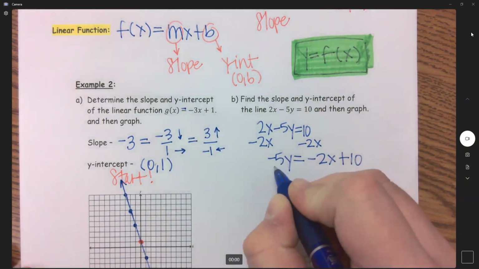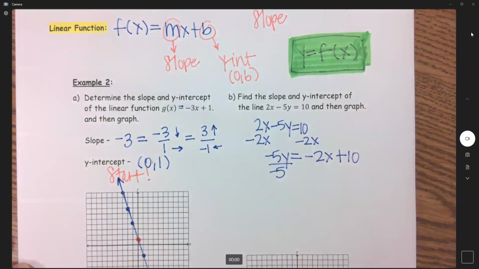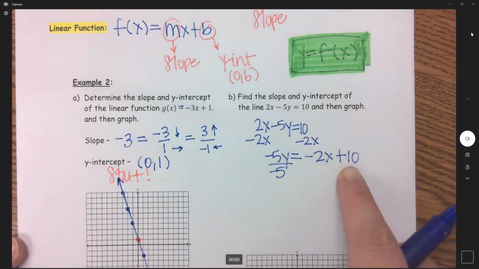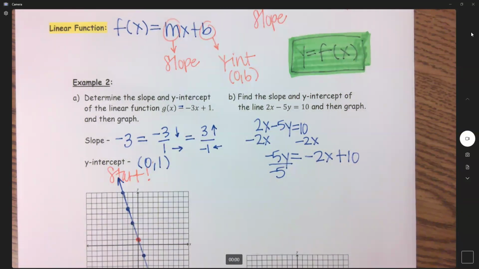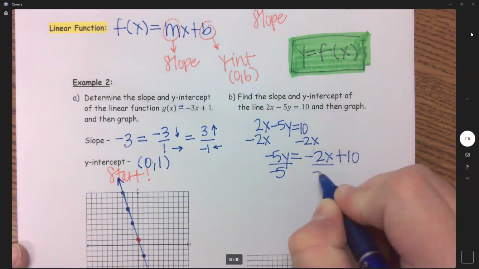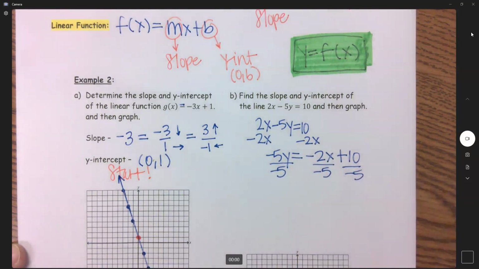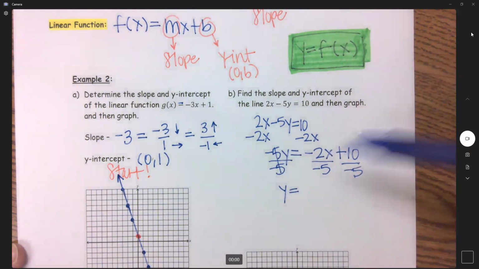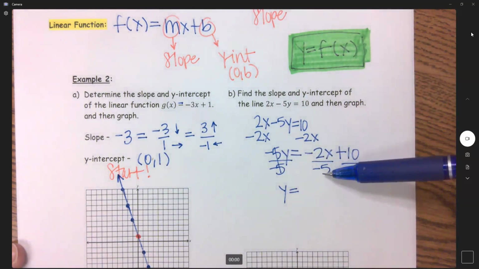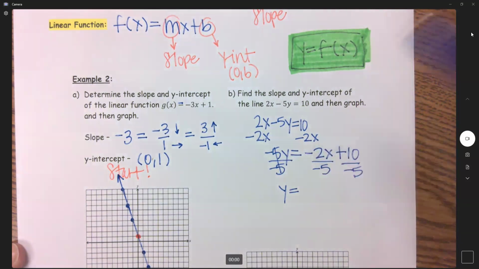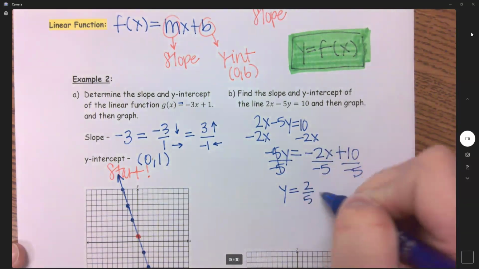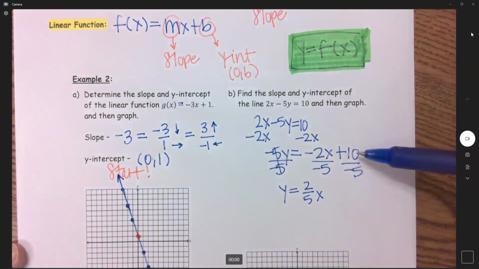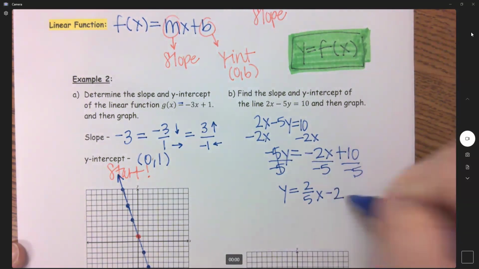And then lastly, to get y by itself, we'll divide that negative 5 over. What am I dividing by negative 5 on this side? The negative 2x or the 10? Trick question. We're dividing everything by negative 5. So those cancel. I'm left with y equals negative 2 over negative 5. I can't reduce the numbers, but negative over negative does turn to a positive 2 over 5x. And then 10 divided by negative 5 is a negative 2.